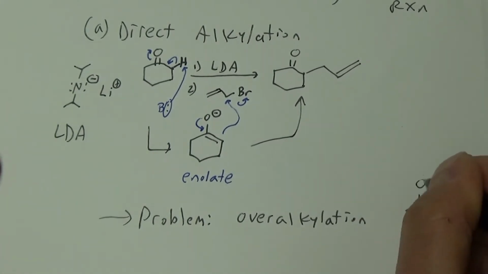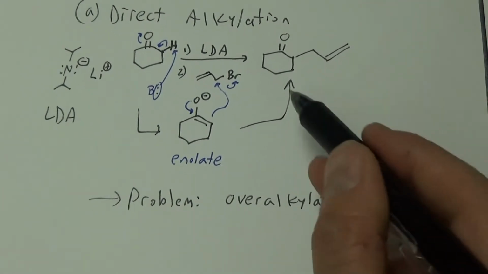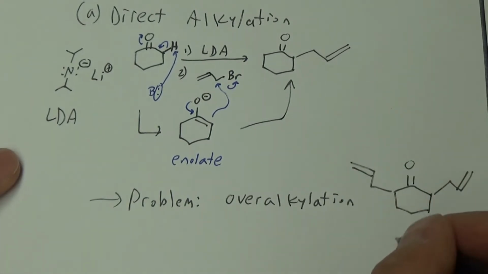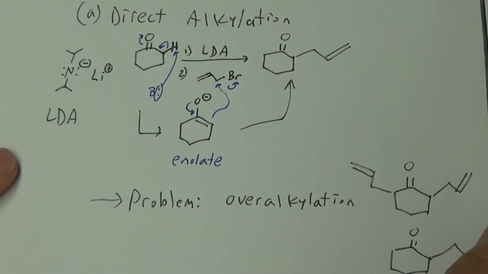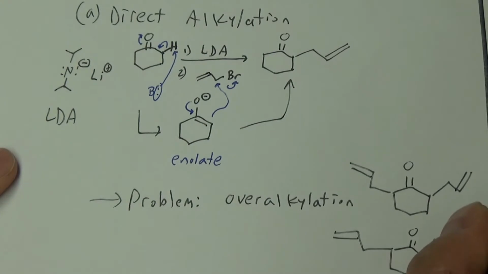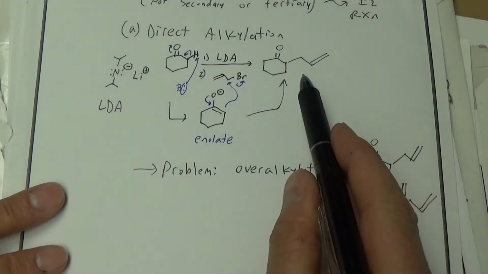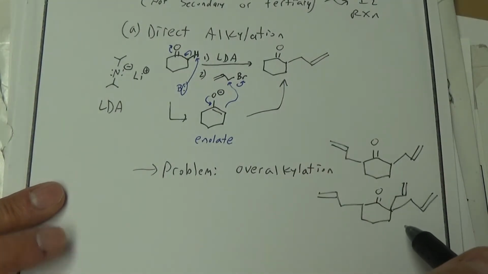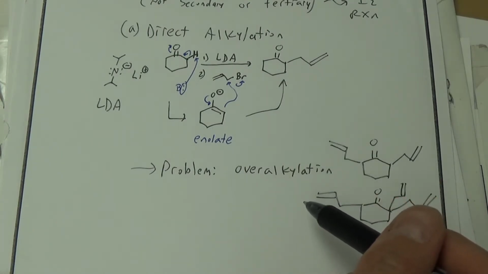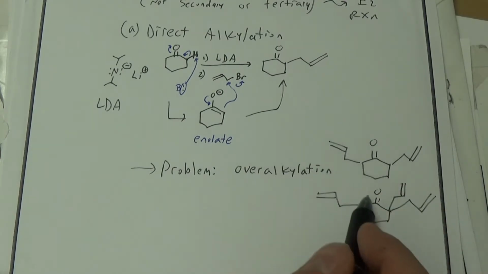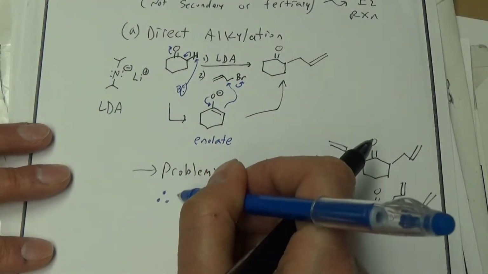What I mean by that is you may get maybe some of this. It might attach one side, it might attach the other side. It might also even make a little bit of this. It may make a little bit of monosubstituted, a little bit of disubstituted, it may make some trisubstituted. So when you make mixtures of products, that's usually a problem. So the problem is overalkylation and making mixtures of products, and therefore we usually say it's a low yield reaction.